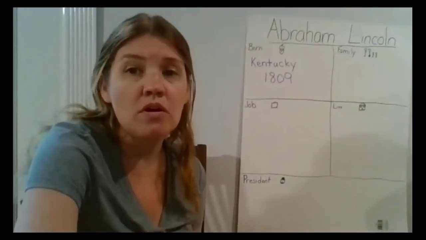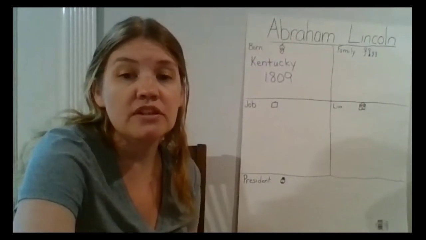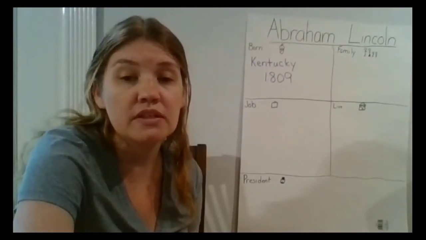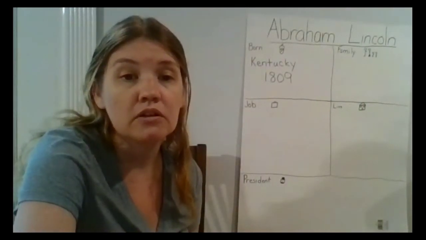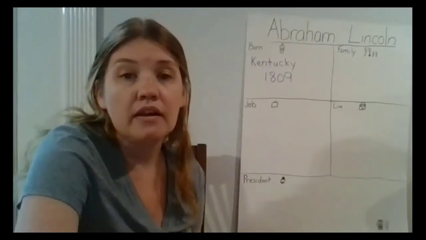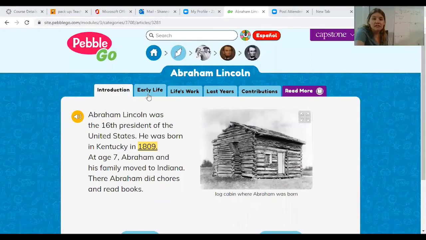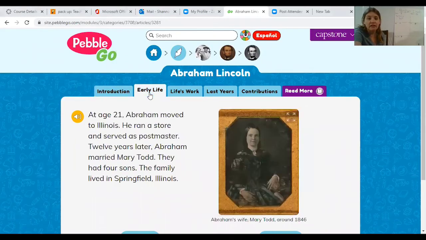Let's do a little bit more. Miss Fletcher's going to share her screen again so that you can see Pebble Go. And we'll go to the next tab. The next tab says early life. Let's listen to this one and see if we can find any information. Now remember, we're looking for family, job, where he lived, or what he did when he was a president.